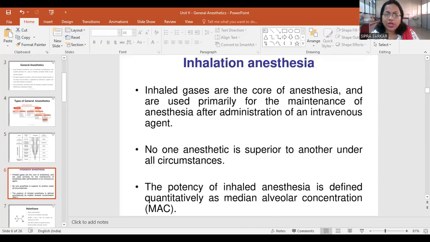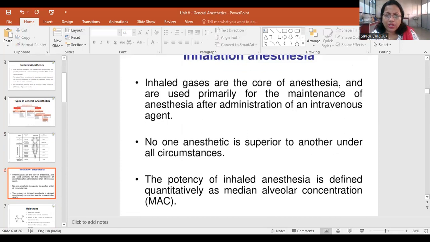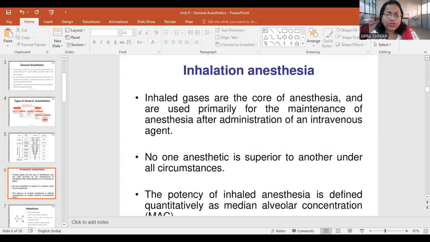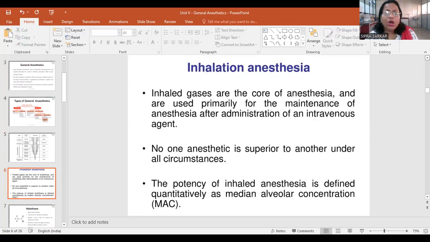Next, going to the inhalation anesthetics. Now we are going to discuss the topic one by one. Inhalation anesthetics are drugs. The inhaled gases are the core of anesthesia, primarily for the maintenance of anesthesia after administration of an intravenous agent. Sometimes it has been found that if you introduce intravenous anesthetic agents, the anesthesia takes a longer time to work. That's why some gases or inhalation agents are given.